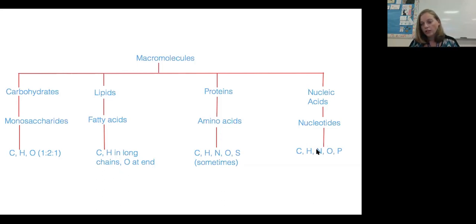For our nucleotides, we have carbon, hydrogen, and oxygen that make up your sugar part of this molecule. We also have nitrogen in the nitrogenous base, and we have phosphorus in the phosphate group. So that's just a quick little review for you about macromolecules.